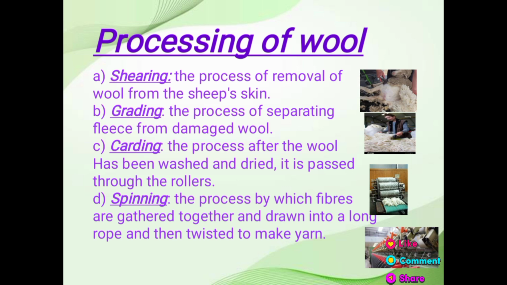Last one is spinning, the process by which fibers are gathered together and drawn into a long rope and then twisted to make yarn. So here we get wool to yarn, not fiber. Yarn means it is a thread. So these are the four steps for processing wool.